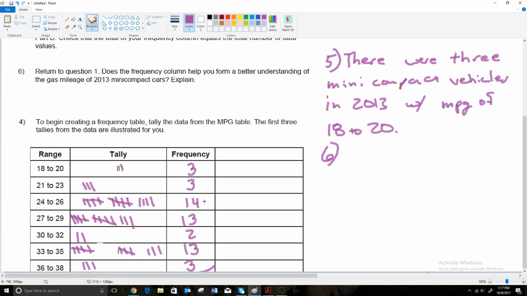Interesting to note that there were 14 from 24 to 26, 13 from 27 to 29, but interestingly enough, there's only 2 that are 30 to 32. But then we go back up to there being 13 from 33 to 35. So for some reason there was this little gap here. And then beyond, 36 to 38 or 23 or less was much less. So most of the vehicles had from 24 to 35 miles per gallon. So it does help you form a better understanding because it groups the data together and gets it organized for you to look at.